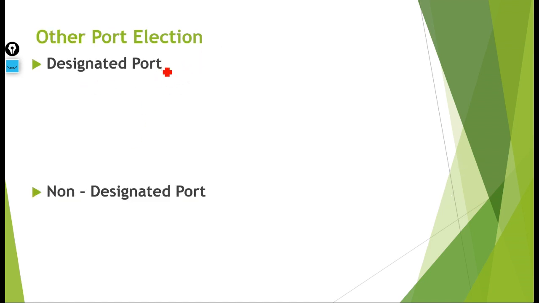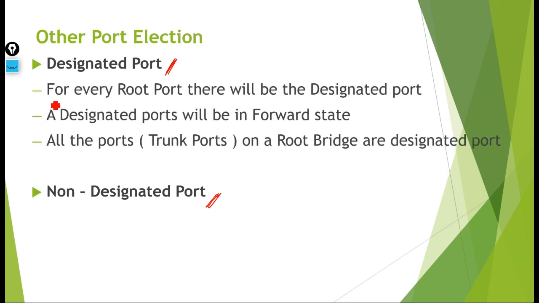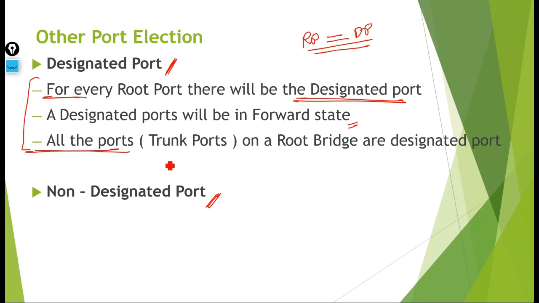The other election process which happens is the designated port and non-designated port election. So say this. Designated port, as we discussed already, make sure for every root port there will be a designated port. Means wherever you have a root port, opposite to that a designated port will be there. And a designated port also will be in the forwarding state, and all the ports on the root bridge will be designated ports only. In the root switch, make sure all the ports will always be in designated mode.